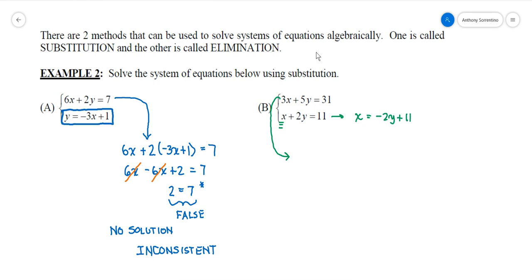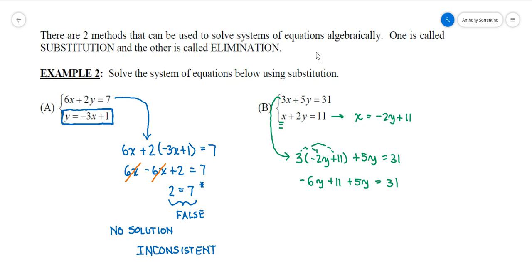So I'm going to go to the top equation. I'm going to replace the x with -2y plus 11 plus 5y. Everything else is being left alone in the top equation. I'm just replacing what the x is. When I distribute the 3, I'm going to have -6y plus 11 plus 5y equaling 31.